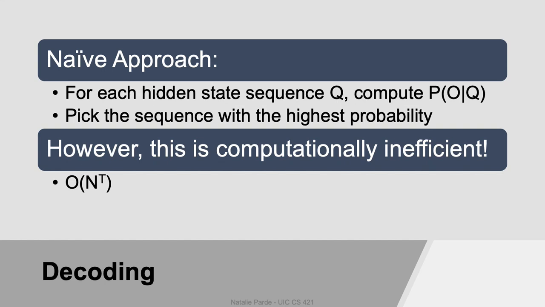And just like with finding the observation likelihood, there is an easy, naive solution to decoding. For each possible hidden state sequence, you could compute the probability of generating your sequence of observations given that state sequence, and then you could select the state sequence with the highest probability. Again, there's nothing fundamentally wrong with this strategy, it's just super computationally inefficient.